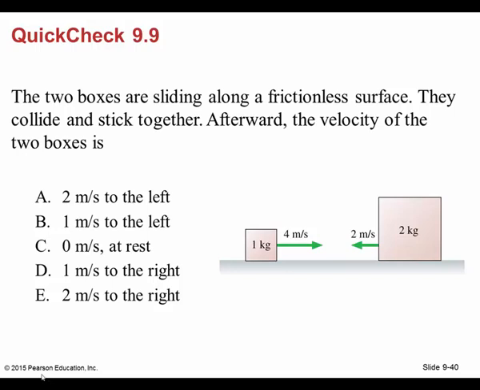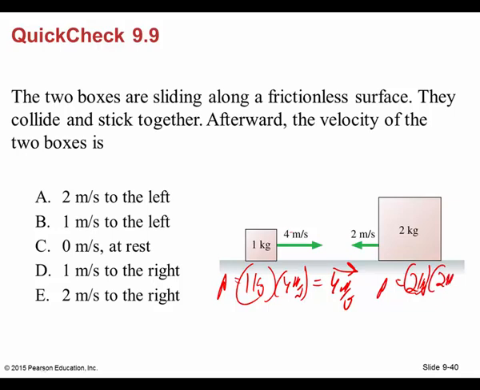All right. Two boxes are sliding along a frictionless surface. They collide and stick together. Afterward, the velocity of the two boxes will be what? Well, let's do the momentum. Momentum of this box is what? Well, 1 kilogram times what? 4 meters per second. So that's 4 kilogram meters per second. And it's which way? That way. Well, this one right here is what? Momentum is equal to 2 kilograms times 2 meters per second, which is equal to 4 kilogram meters per second, but it's in the opposite direction. I wonder what the final velocity should be. Well, one's 4 to the right, and the other one's 4 to the left.